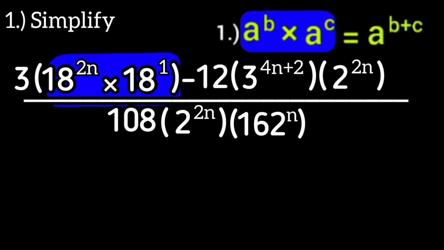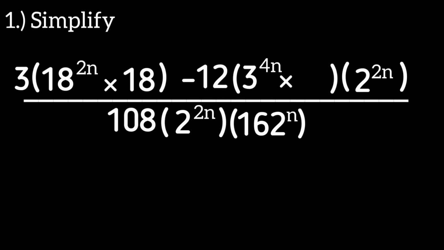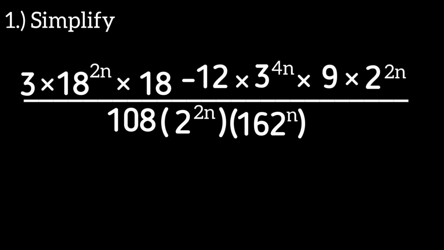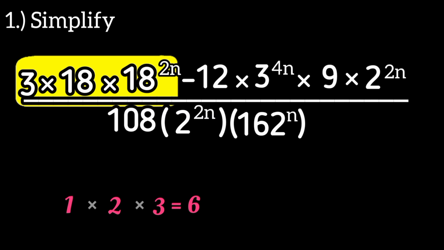So from this property of exponents, we know that we can simplify 18 raised to power 2n plus 1 to 18 raised to power 2n times 18. We can do the same thing for 3 raised to power 4n plus 2. Now, since you can rearrange numbers in a multiplication operation and your answer wouldn't be affected, then we can rearrange this expression like this and do the same thing for this one too.